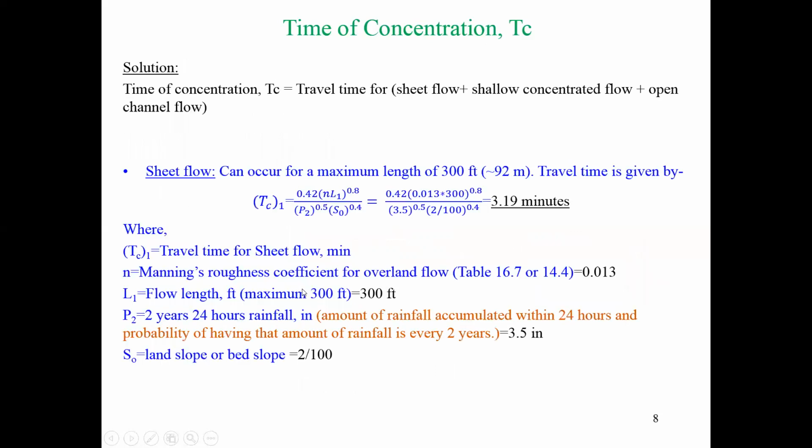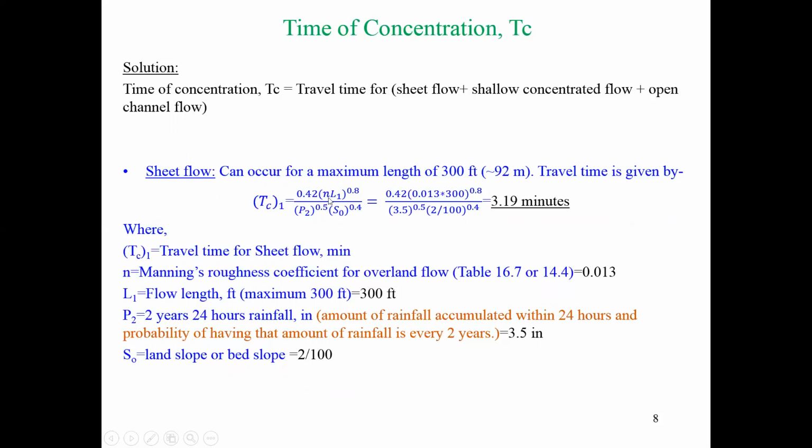So what we will do, we will calculate the time for sheet flow, shallow concentrated flow, and open channel flow separately. And then we will just add all of those 3 times together to get the time of concentration. All the equations for sheet flow, shallow concentrated flow, and open channel flow, you can get from lecture 28. But again, I typed all the equations here as well. So that was the equation.